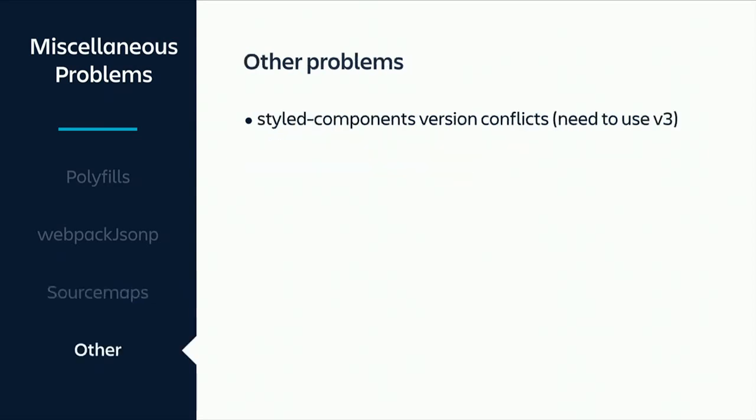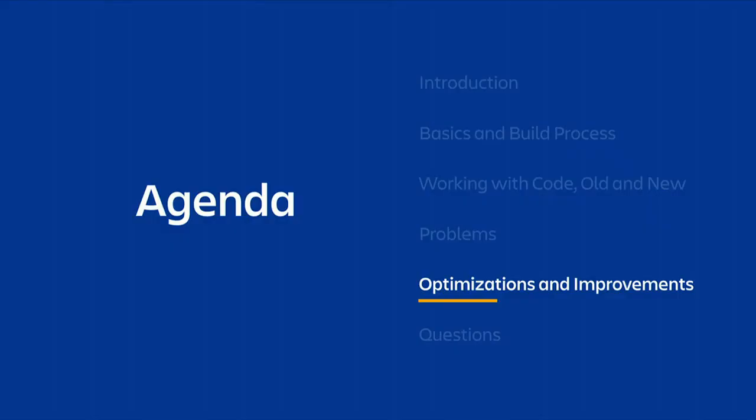Other problems you might encounter: styled-components version conflicts. You need to use version 3 of styled-components, at least with the more recent versions of Atlaskit. What else? We can talk about ways we can make this build process and entire system a little bit better based on the demo app.